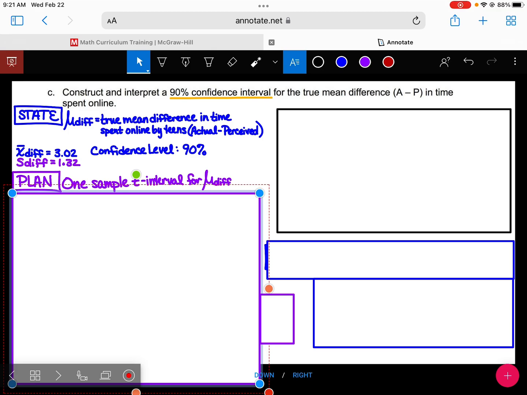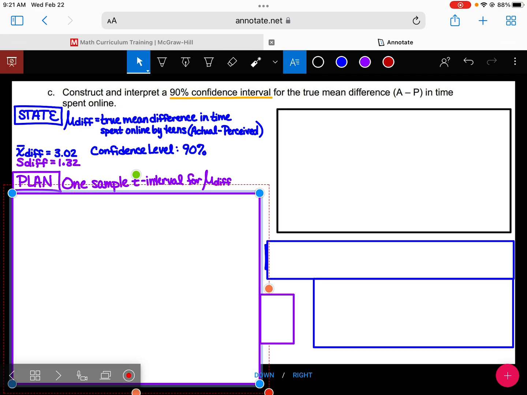And then what else do we need in the plan stage? Conditions. What are our conditions? Normality, 10%, and random. Do we have randomness? Yes. Random treatment? Random sample this time. If you look up above, it says a random sample of 10 teenagers were selected.